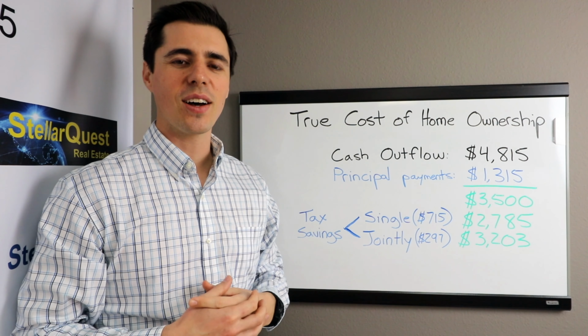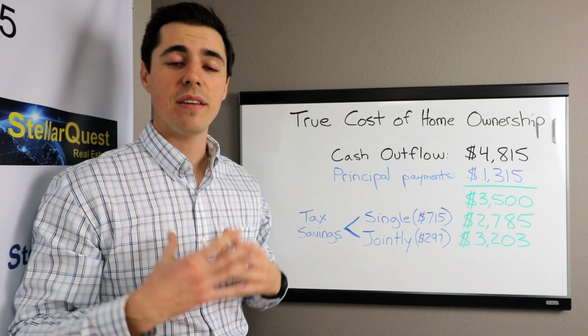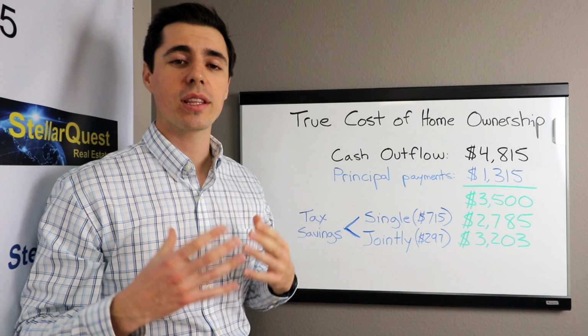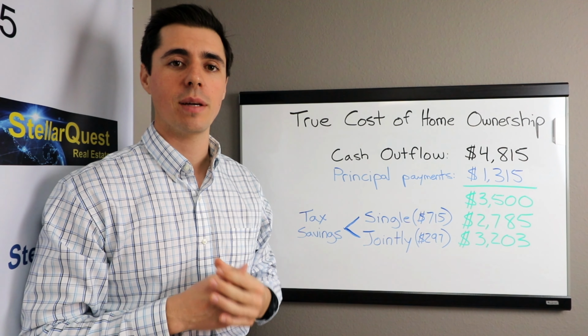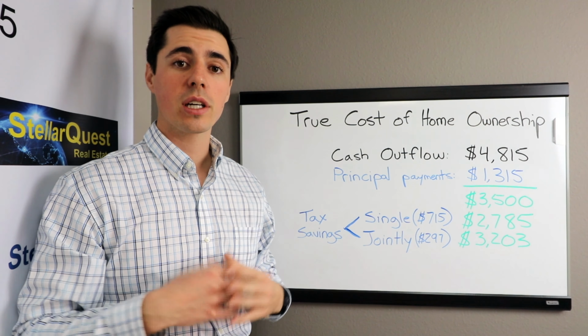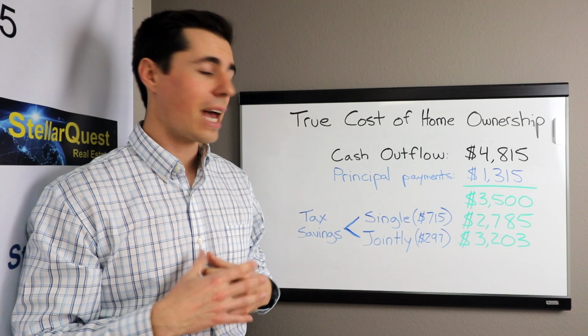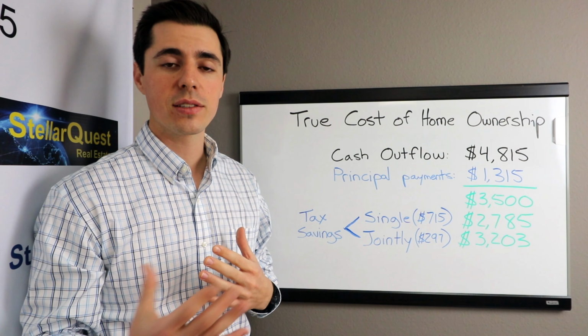Okay, now that we've got all of our numbers ready, we can do the final calculation to see what the true cost of home ownership is. So we're going to start with our total cash outflow, which is $4,815 a month, and we're going to subtract our principal repayment in the first month of the mortgage, which is $1,315, to arrive at $3,500.